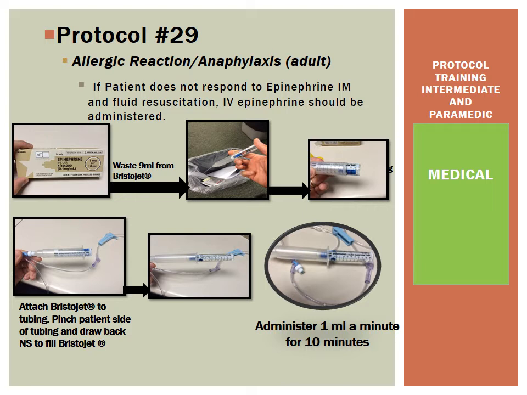You're going to attach this Bristojet to the tubing, pinch the patient's side of the tubing, and draw back. What we're doing is filling that Bristojet with normal saline. So now we have 10 cc's or 10 mLs inside your Bristojet, and 1 ml was epinephrine 1 to 10,000. At this point, we have epinephrine 1 to 100,000. You're going to administer 1 ml a minute for 10 minutes.